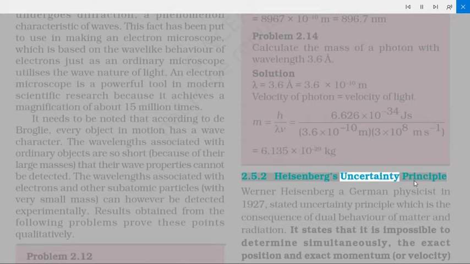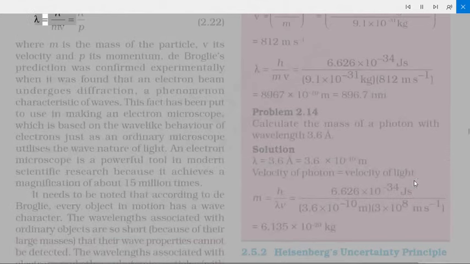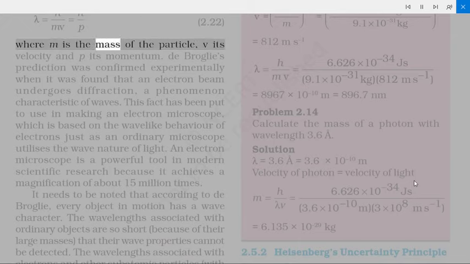Heisenberg's uncertainty principle. Werner Heisenberg, a German physicist, in 1927 stated the uncertainty principle, which is the consequence of dual behavior of matter and radiation. It states that it is impossible to determine simultaneously the exact position and exact momentum or velocity of an electron. Mathematically, it can be given as in equation 2.23. Lambda = h/mv = h/p, where m is the mass of the particle, v its velocity and p its momentum.